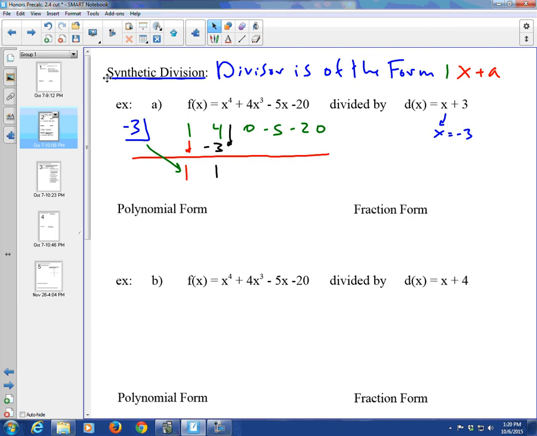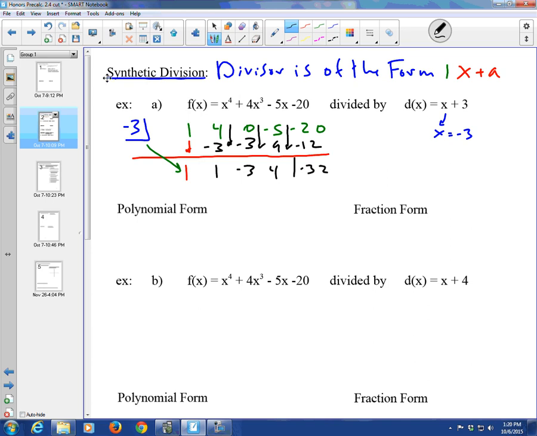So right here, negative 3 times 1 gives me negative 3, and then I add vertically and I get negative 3 again, and then it's negative 3 times a negative 3 gives me a positive 9, and then I add vertically, and that's going to give me a 4, and then a negative 3 times a positive 4 gives me a negative 12, and when I add vertically right here, I get negative 32.